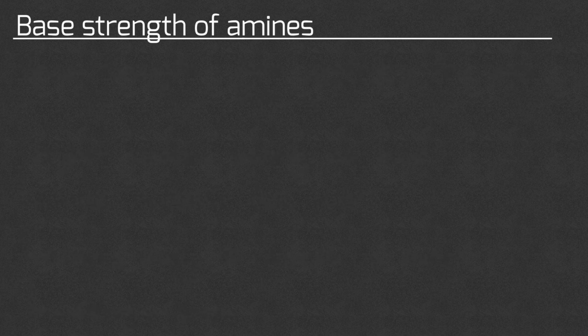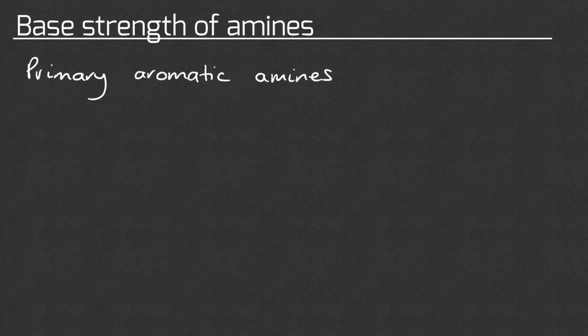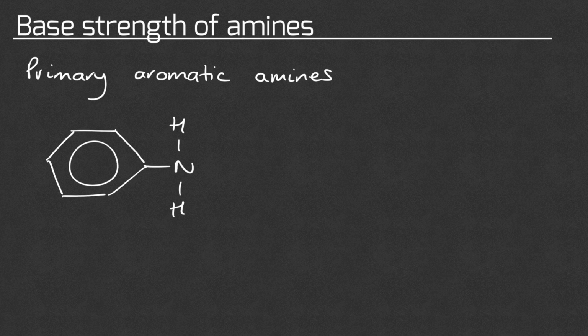We're now going to look at each kind of amine in turn and look at how available or not available its lone pair is. We'll start off by looking at primary aromatic amines. So an amine which has only got one group on, aromatic, in this case that group is going to be a benzene ring. So this is what a primary aromatic amine would look like. And our lone pair is on the nitrogen.